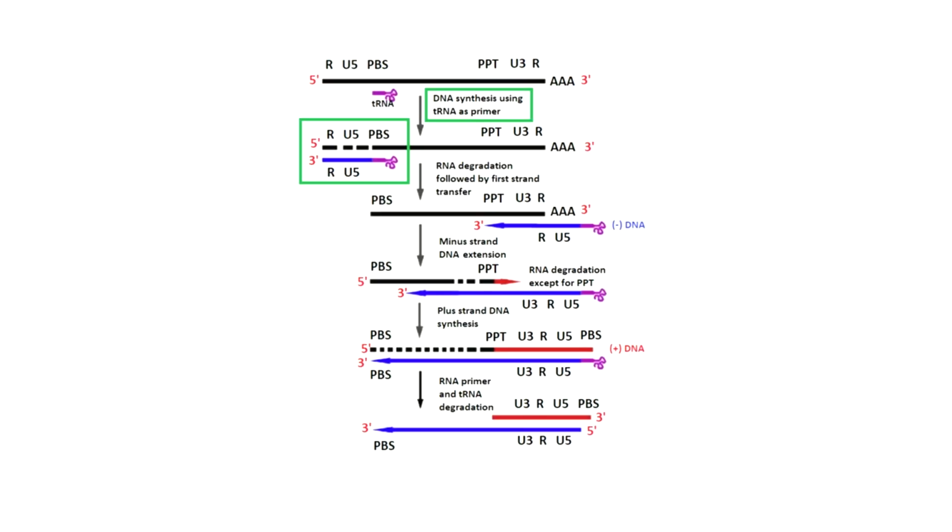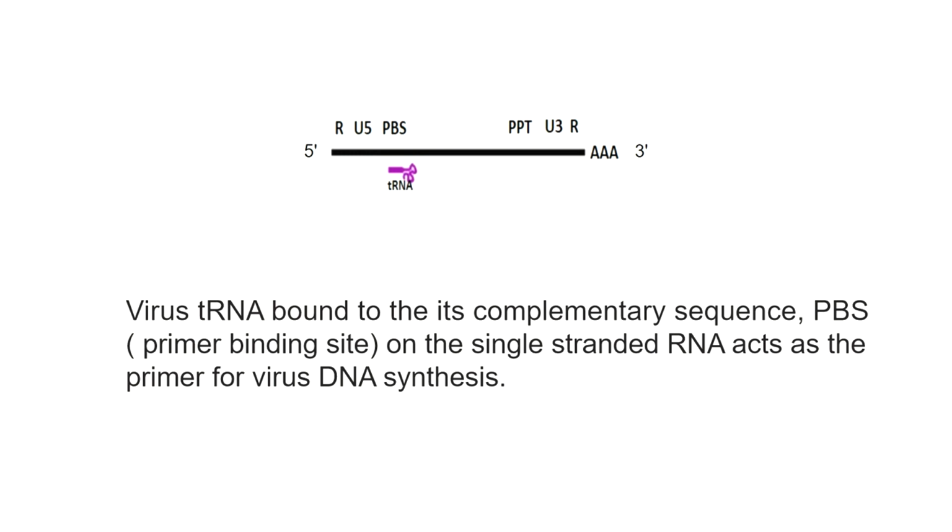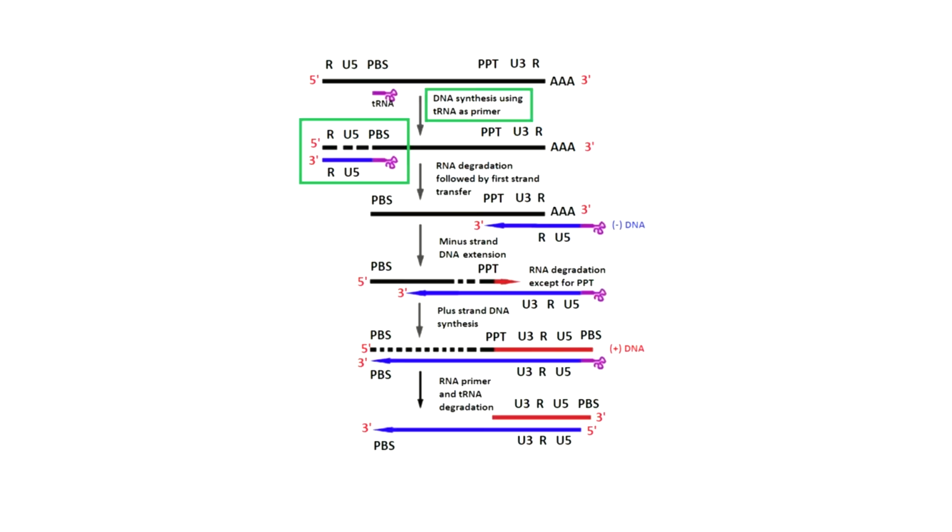Now, replication of virus RNA, which is catalyzed by reverse transcriptase, begins with the synthesis of a single DNA strand, which is complementary to this single-stranded RNA. Now, for this to happen, we require a primer. And in this case, it is the tRNA of the virus that is complementary to a sequence called PBS, the primer binding site, in the virus RNA. So the reverse transcriptase enzyme catalyzes the synthesis of the 3' end of the viral DNA using this tRNA as the primer and genomic RNA as the template.